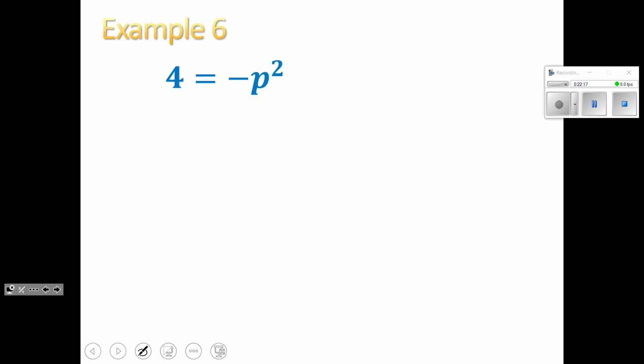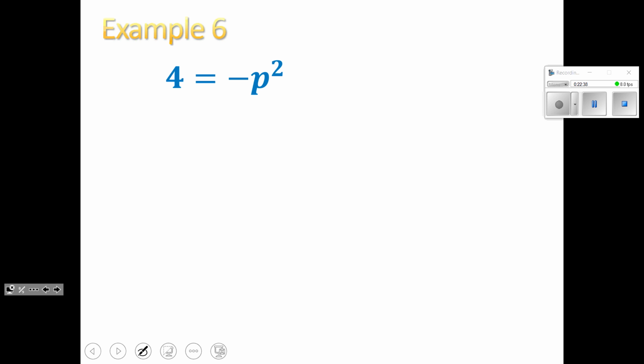Okay? So this one's a little different. It's got two things going on with it. First of all, it's missing the middle term. Secondly, it's got the p squared on the other side. So I'm going to tell you, I never move my p squared. I always want my p squared, my squared term, to be positive.